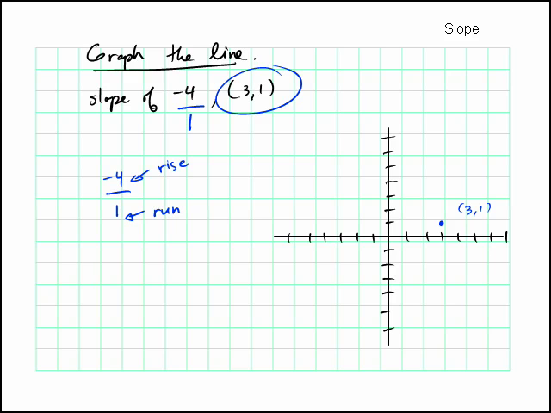Okay, so from this point, 3, 1, I'm going to rise -4. That means go down 4. 1, 2, 3, 4, about there. And then I'm going to run 1, 1. And that would put me right about there. I could go backwards if I want to get an extra point up here. Back 1, and then I would then go up 4, put me about there. And our line should look something like this. There it is. The rise is -4 and the run is 1.